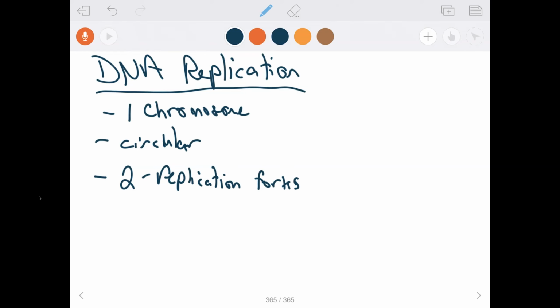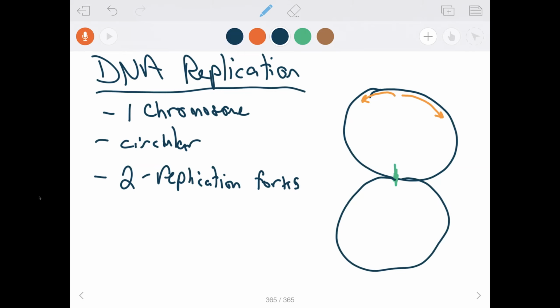So if we were to draw it out, you would have a circular chromosome, and you'd have one replication fork going this way, one going this way, and they would meet right here along the middle as they go. And once they reach this spot where the green line is, that means they've copied the entire chromosome, so what they end up with is a second chromosome. So here's number 1, and here's the identical number 2 chromosome.